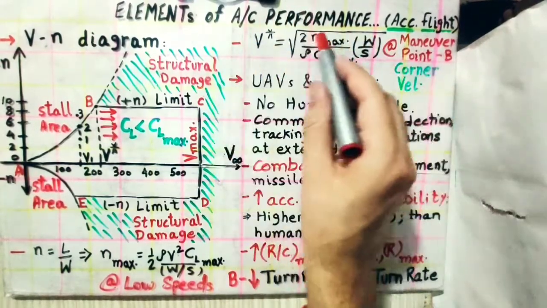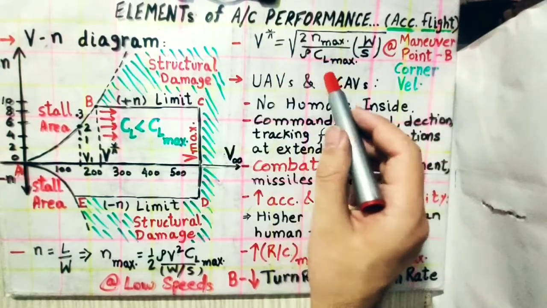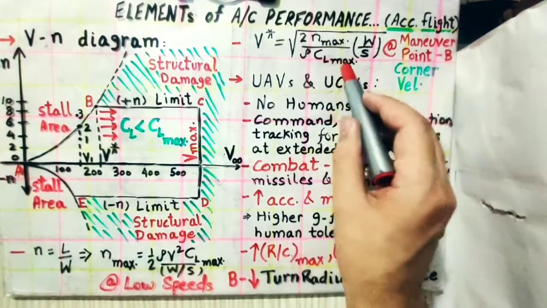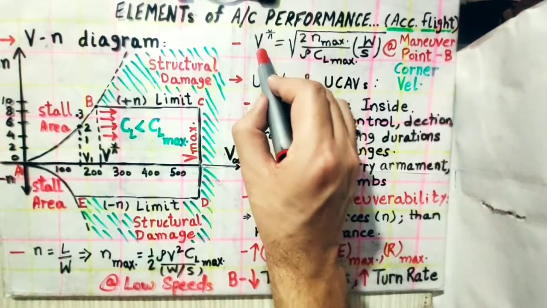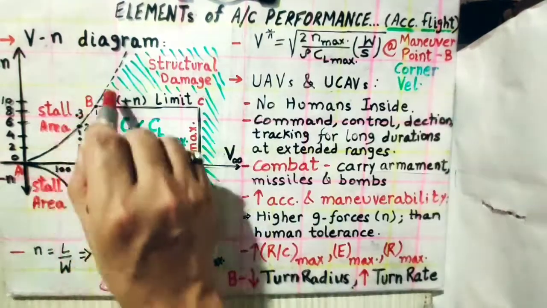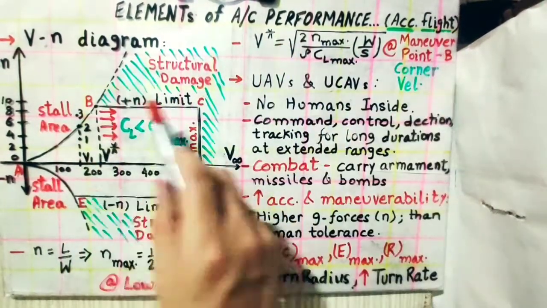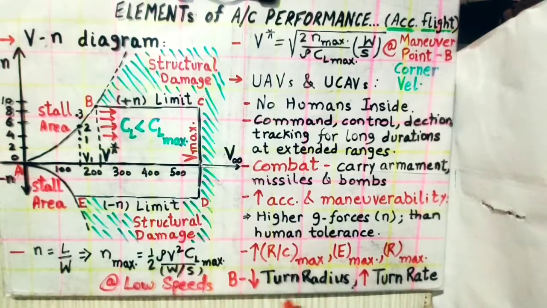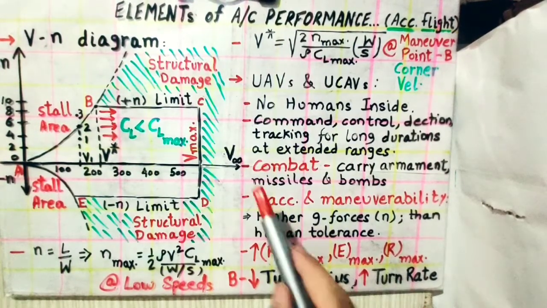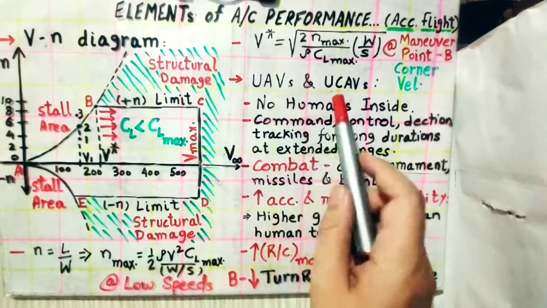This formula is derived from L equals N times W, lift equals N times weight. For maximum load factor and maximum CL max, we have this corresponding velocity, which is the corner velocity, or the highest possible velocity with which an aircraft can maneuver in its flight to perform the lowest possible radius and highest possible turn rate. Okay, so with this we have completed the VN diagram, and lastly we have the UAVs or UCAVs.